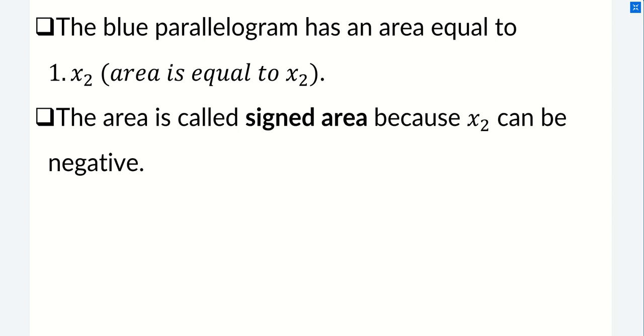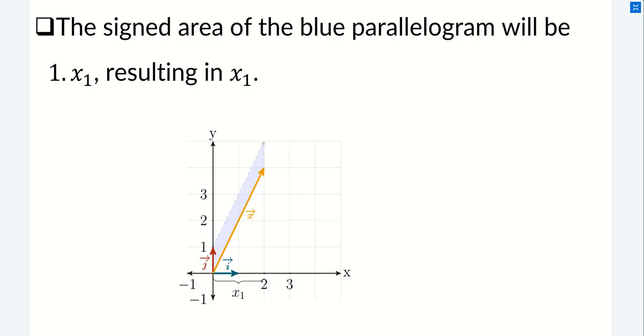Now, when you find it, you've seen it. We call it the signed area. The reason we call it signed area is because the determinant can be negative as well. It's not always positive. It can be negative. That's why we call it signed area. Now, let's move on to the next one.